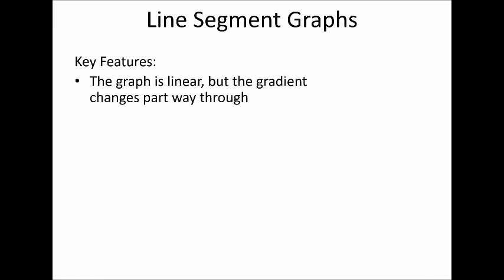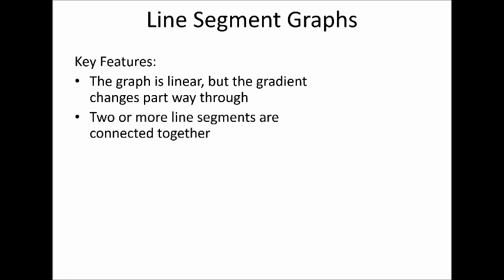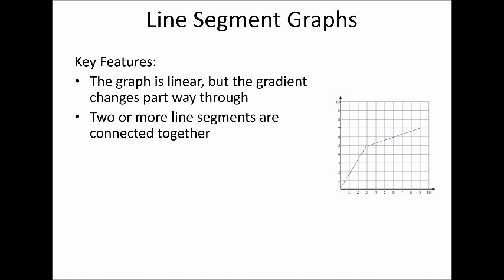We're going to start today by talking about line segment graphs. So here are some of the key features. First of all, the graph is linear, it's a straight line, but the gradient changes partway through. So it's not completely straight in the same way the entire time. It's two or more pieces or segments that are connected together. Might look a little something like this. Both parts of the graph are straight lines, but they have different rates of change or different gradients.